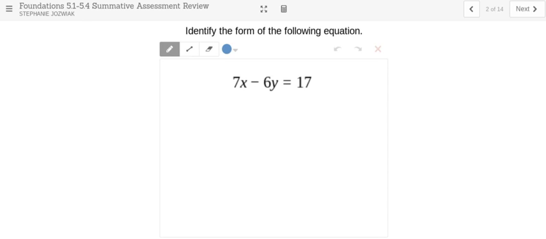For question 2, it says 7x minus 6y equals 17. So I notice that my x and my y are on the same side of the equation and there are no fractions. That means then that this one is in standard form.